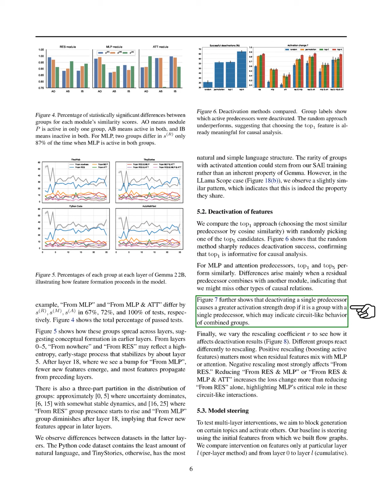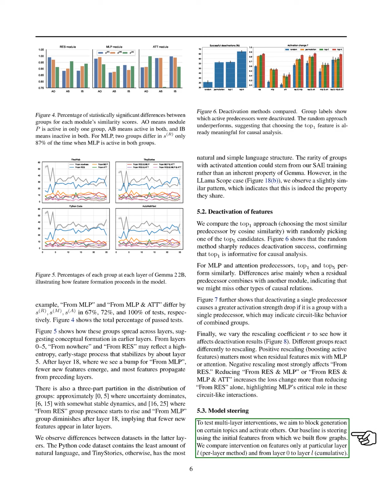We also find that deactivating a single predecessor has a more substantial impact when it belongs to a group with only one predecessor, suggesting a circuit-like behavior among combined groups. We then explore how changing the rescaling coefficient affects deactivation outcomes. Different groups respond uniquely to rescaling, with positive rescaling being most effective when residual features interact with MLP or attention. Negative rescaling has a more pronounced effect on the from res group, indicating the importance of MLP in these interactions.